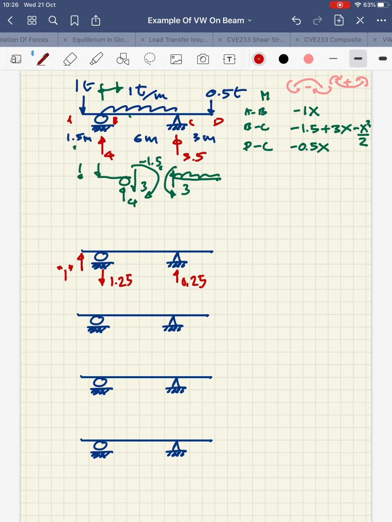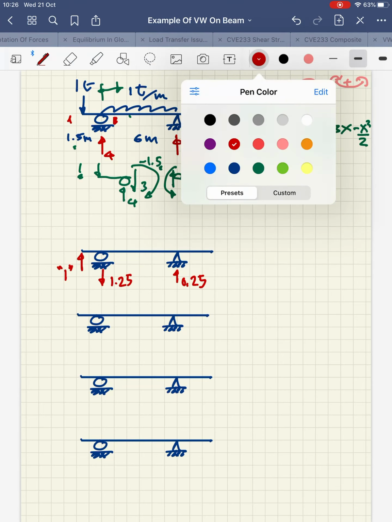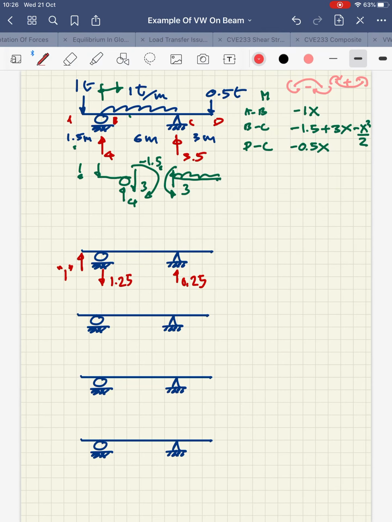So again, by using the same origin, which is of utmost importance, I will now have the moment equation for the virtual load case for the calculation of delta A.